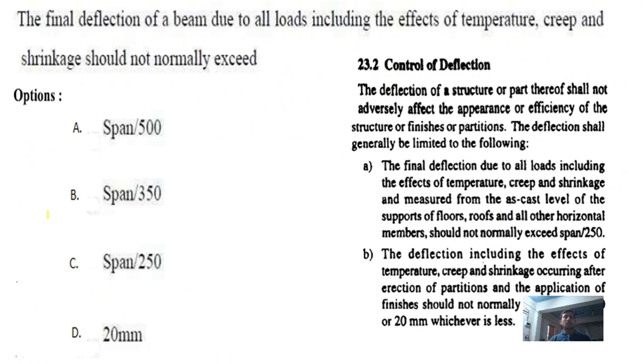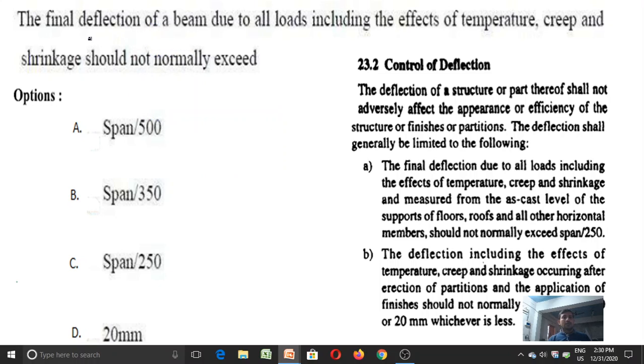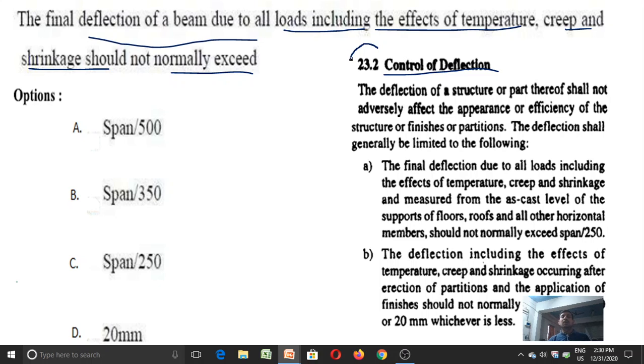So let us discuss one more question here. Here again they have given some codal provision. What is the question? The final deflection in a beam due to all loads including effect of temperature, creep and shrinkage should not normally exceed, right? For control of deflection as per IS 456 2000, in clause number 23.2, two conditions are given for deflection, and in these two different conditions they have taken different parameters. So let us see the first condition.